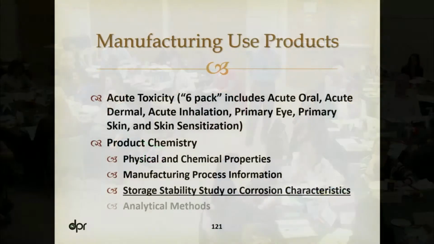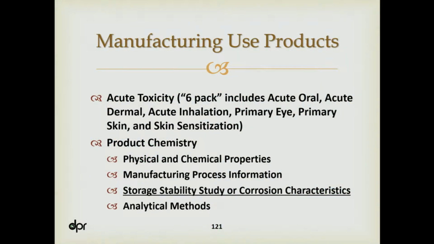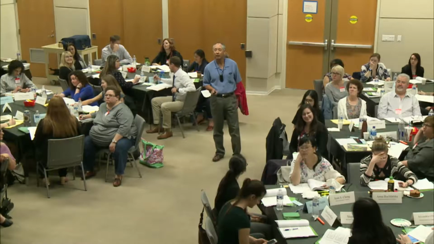So we're looking at manufacturing use products, something that we mentioned earlier in the morning session. Manufacturing use products are just that. They're being used in California to formulate another product. Again, data, very simple. Six-pack of data, almost like this. Oh, wait, that's a kegger. Sorry about that. But acute tox data, we're looking at acute oral, acute dermal, inhalation, dermal, all that good stuff. Then product chemistry, different areas and aspects of product chemistry.